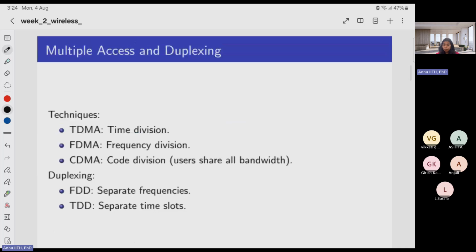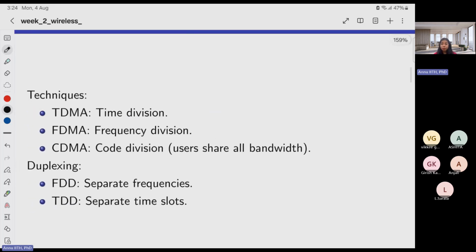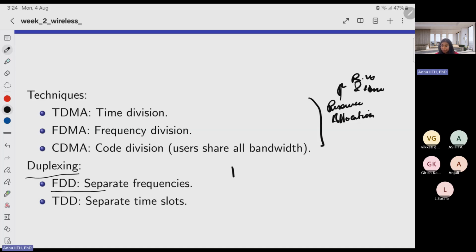Multiple access and duplex techniques, like we have TDMA, CDMA, and FDMA. There's a difference between multiple access techniques and duplexing. These are techniques for resource allocation. We have to use the resource, and the resource is what? It's bandwidth and time.